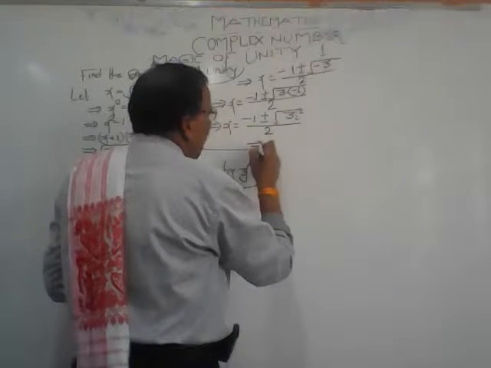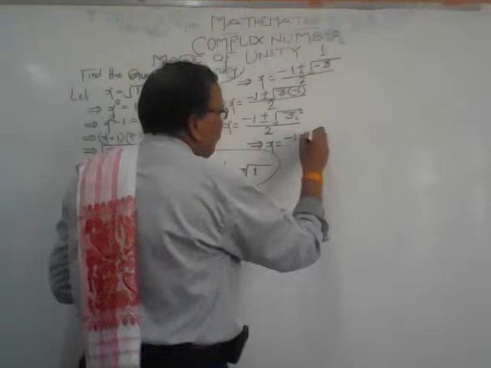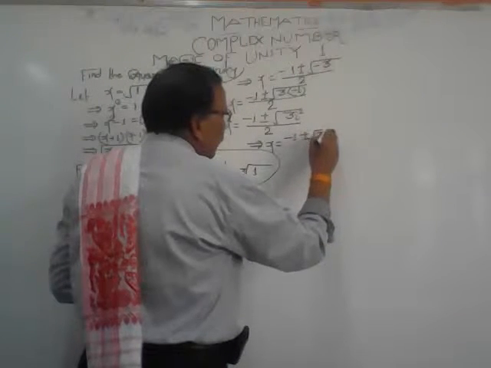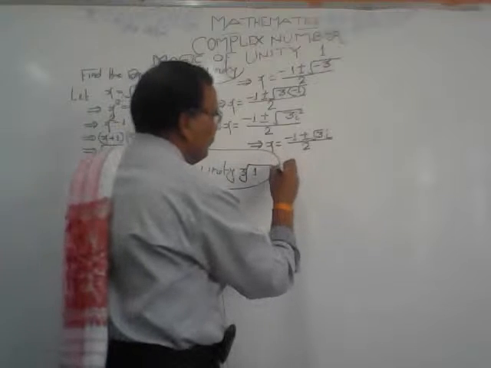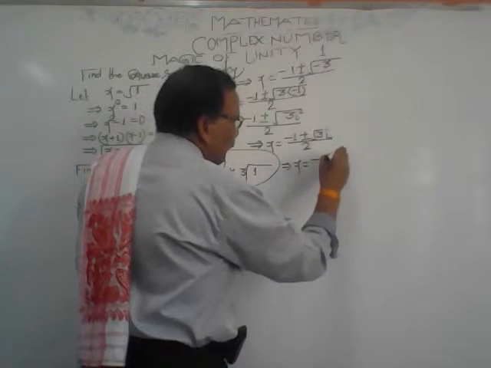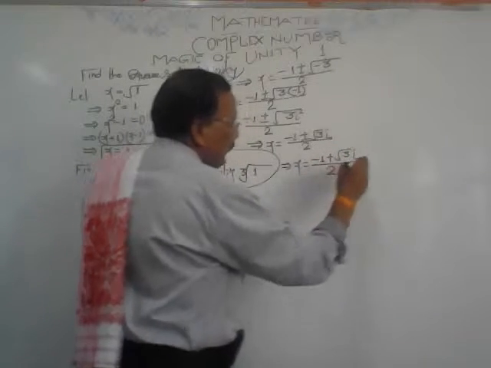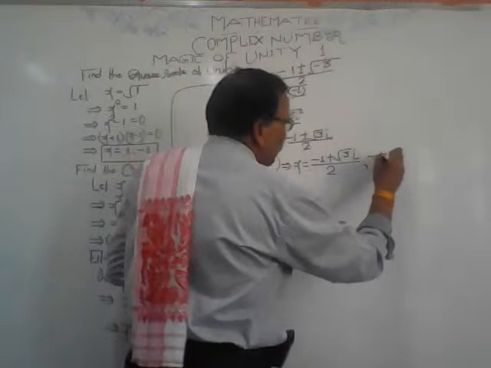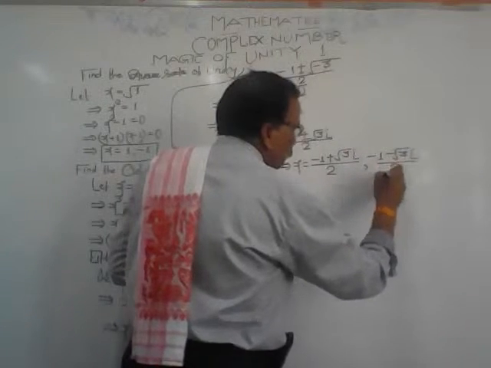This implies x is equal to minus 1 plus minus root 3i upon 2. It means x is equal to minus 1 plus root 3i upon 2 and minus 1 minus root 3i upon 2.